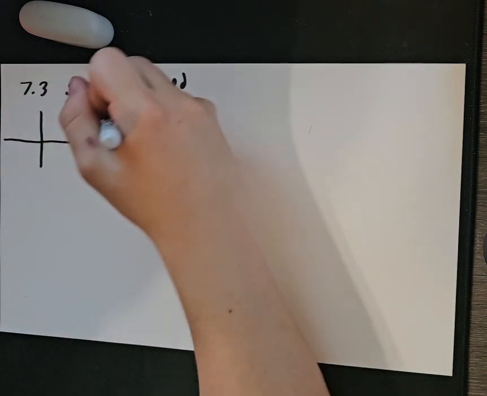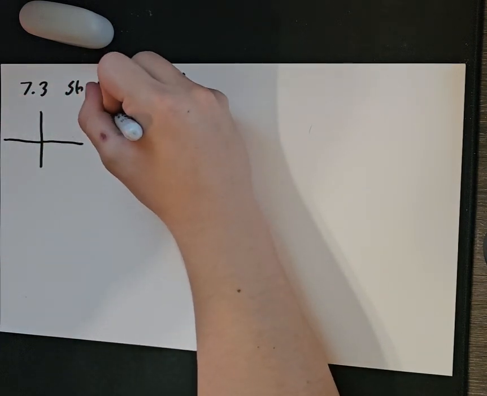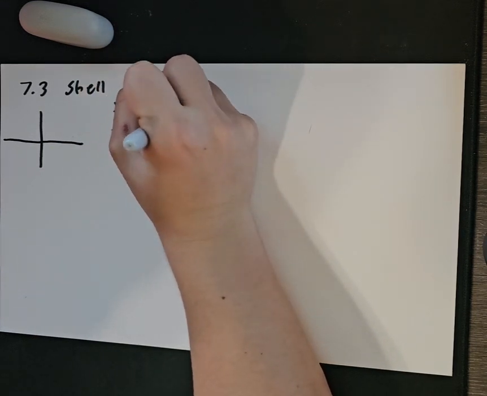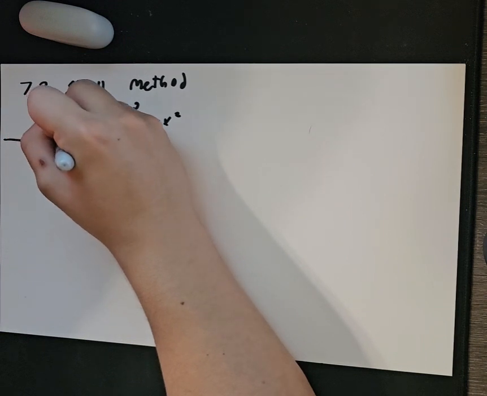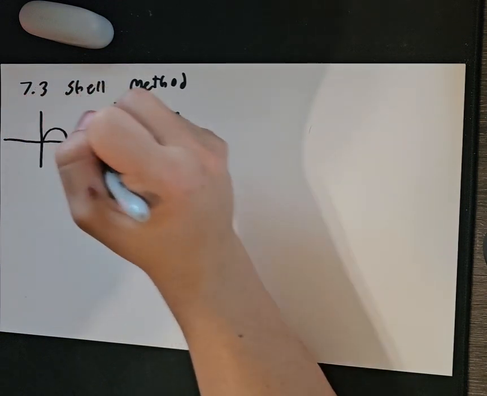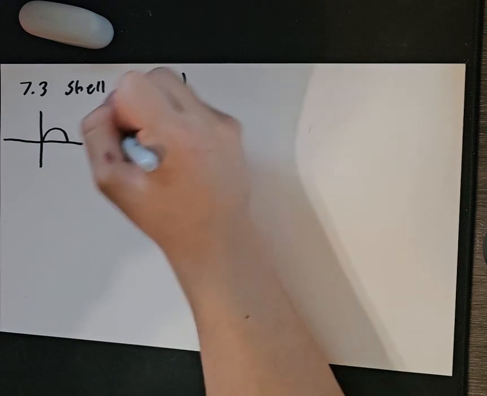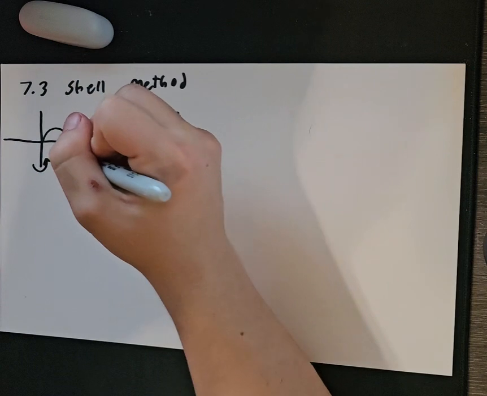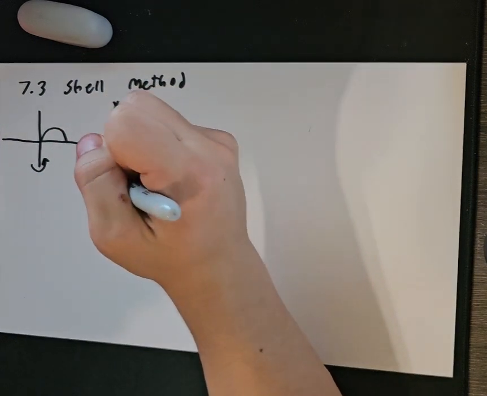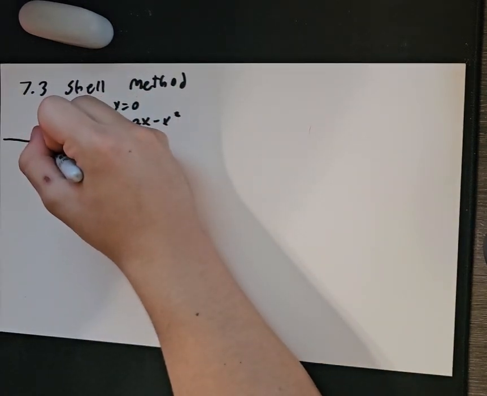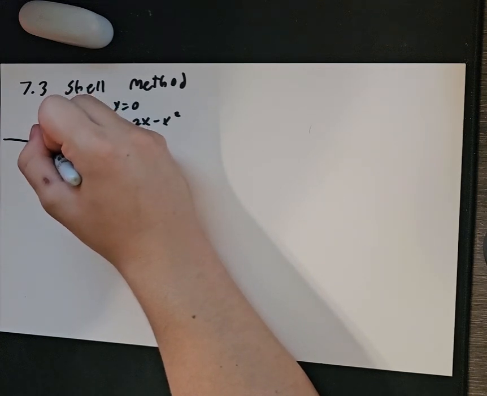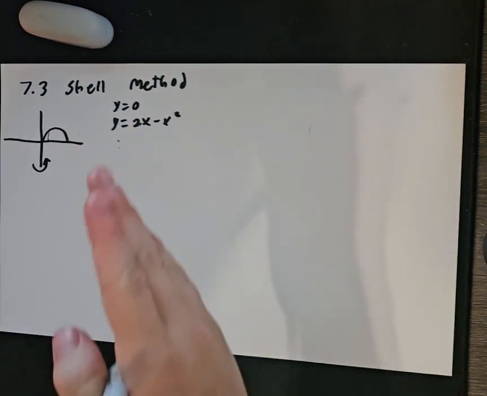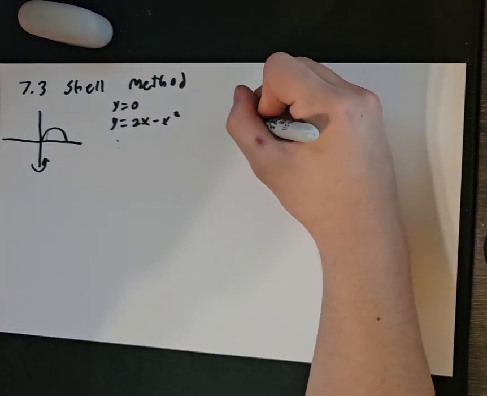So for example, we have the function bounded between y equals 0 and y equals 2x minus x squared. It's going to look something like this. There's our function. And let's say we're revolving it around the y-axis. Well, the idea is that we have multiple of these little rectangles, right? And we revolve them all the way around, right? And that is each of our shells. So kind of like a paper towel roll, right?